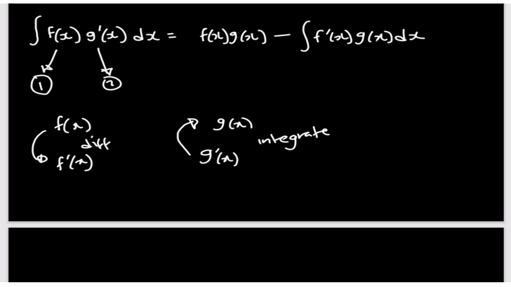Now the tricky part. I've noticed with my students it can be a common mistake to identify which one is f of x and which is g prime of x. It's not always that the first one that comes is your f of x. Now there's a rule to pick that. How do you pick? You only need to know one.